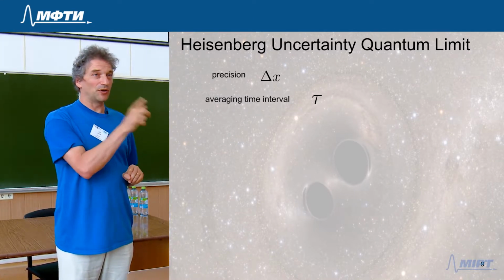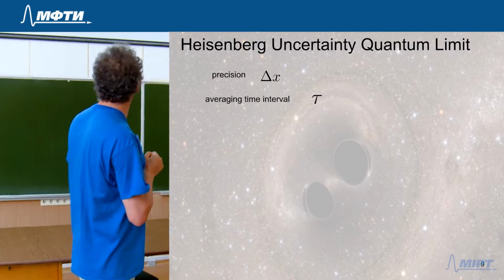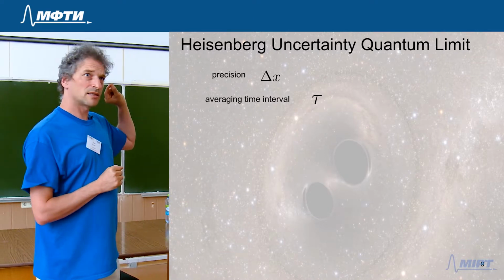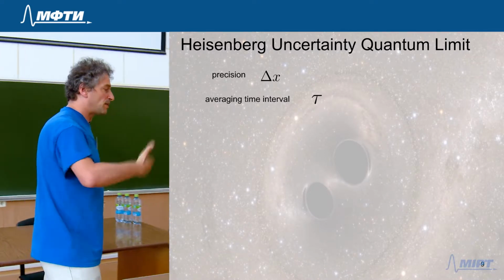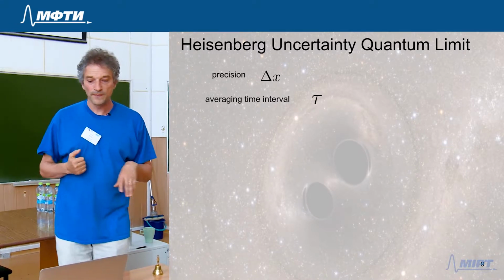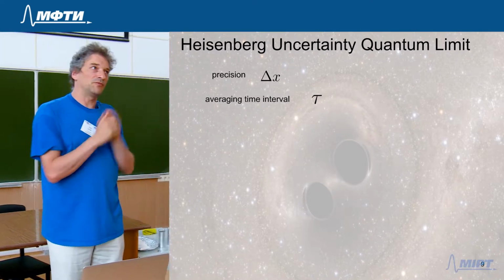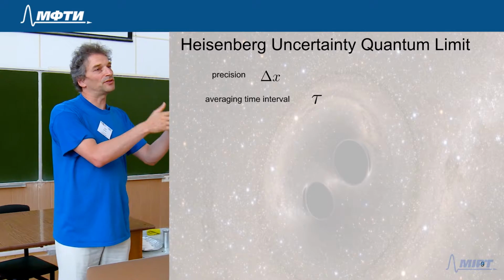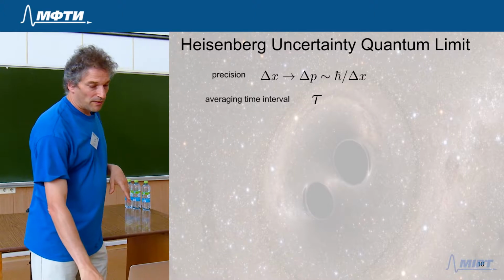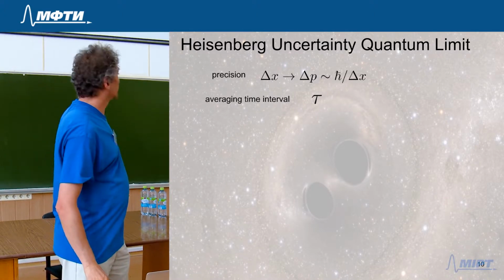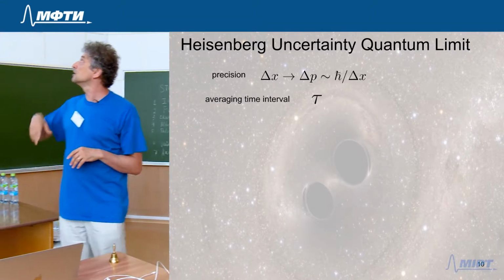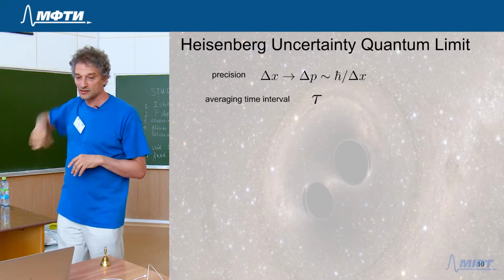Suppose I want to make the following mental experiment. I have some precision that I require, delta x, and I want to keep this precision for some interval of time, which I call tau. I model this by making a couple of measurements: first at the beginning of the interval of time, and the second at the end. When I make the first measurement, delta x results in a perturbation of momentum, by the Heisenberg uncertainty principle, h bar divided by delta x, okay?